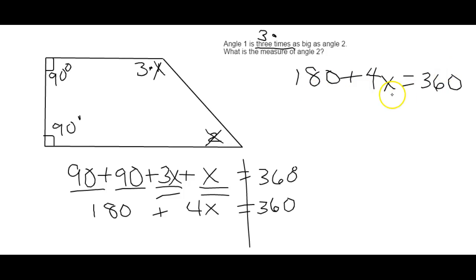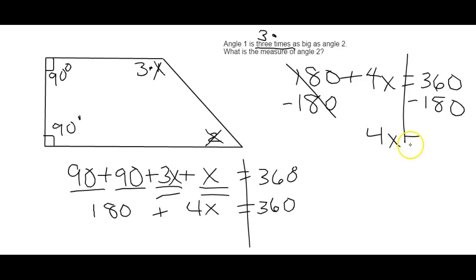So when we do our opposites, we're trying to get the variable x alone. In most situations, you have to do the addition or subtraction piece first. So this 180 is adding, and we have to do the opposite and subtract it from both sides. What you do on the left side of the equal sign, you've got to do over on the right. So we have 4x equals 180.